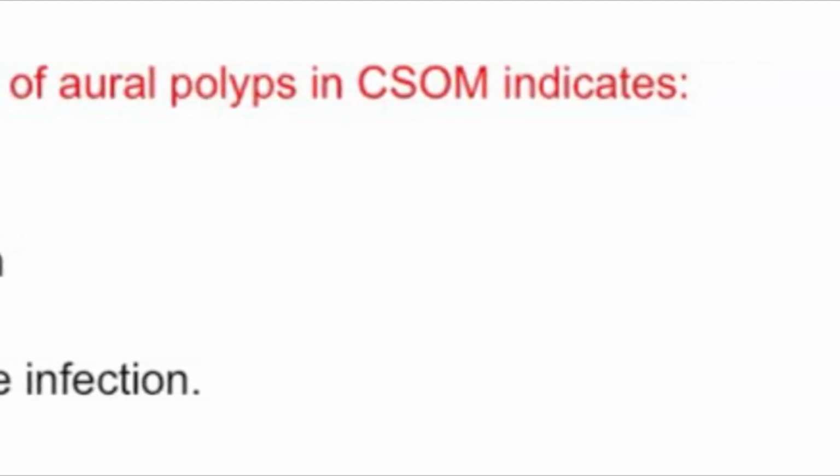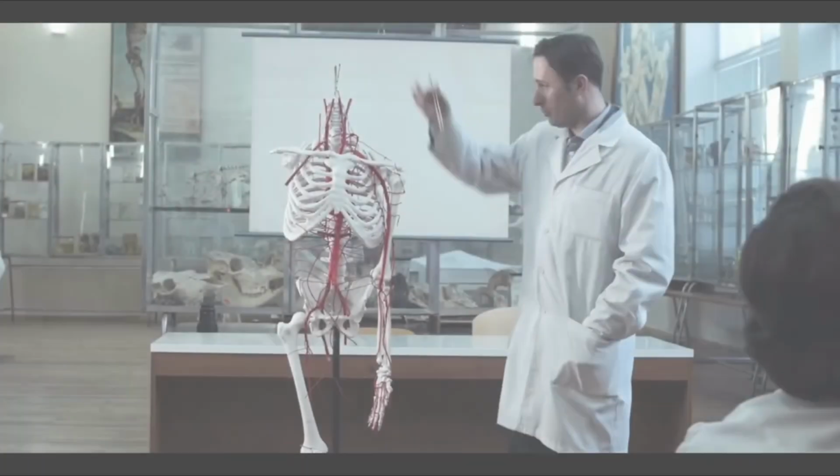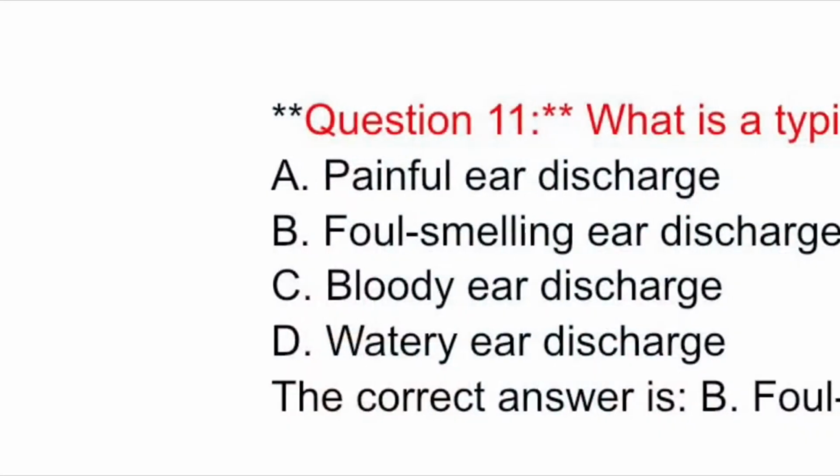Question 10. The presence of aural polyps in CSOM indicates A. Active infection B. Healing C. Eustachian tube dysfunction D. Otosclerosis. The correct answer.